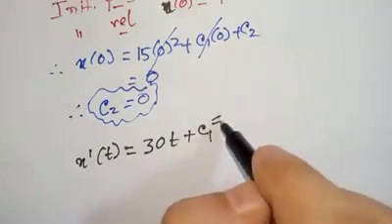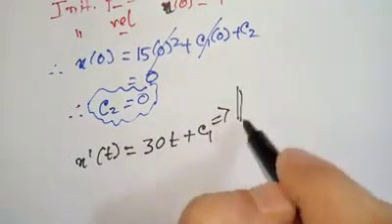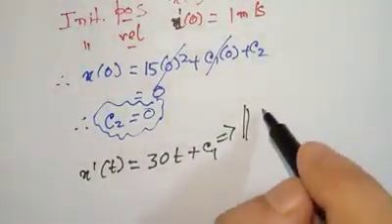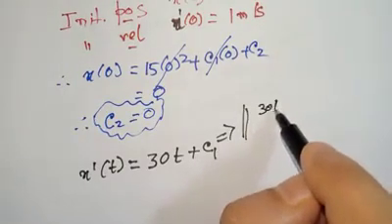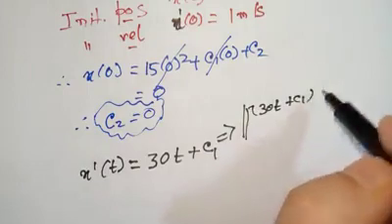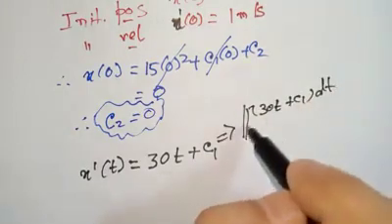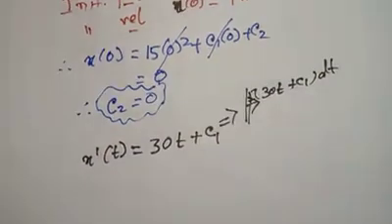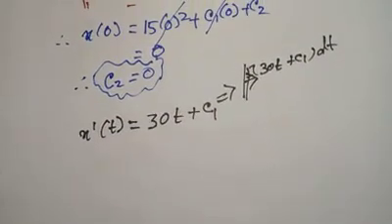Let me write it for you. This actually comes from this part, the integral of 30t plus c1 dt. This is actually where it comes from, right? So we put it up as 30t plus c1. Now we solve it further.